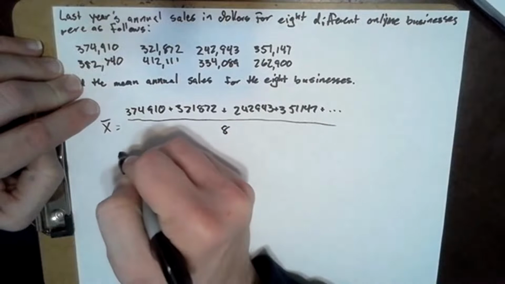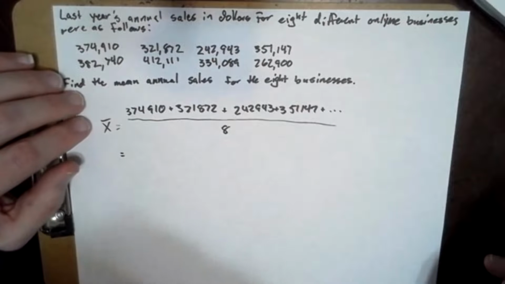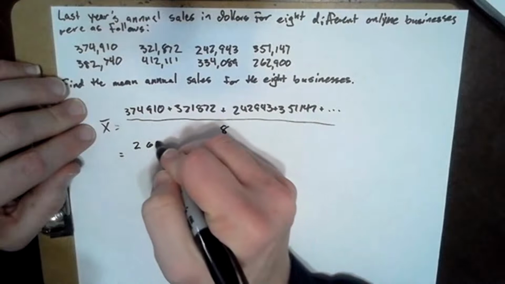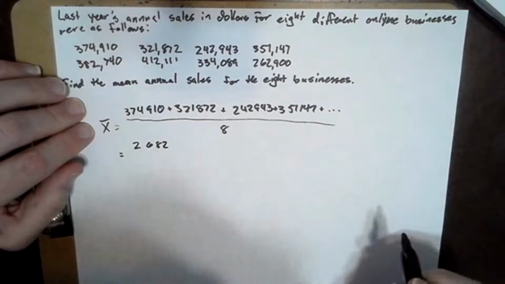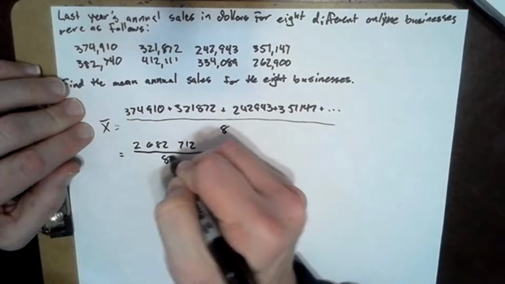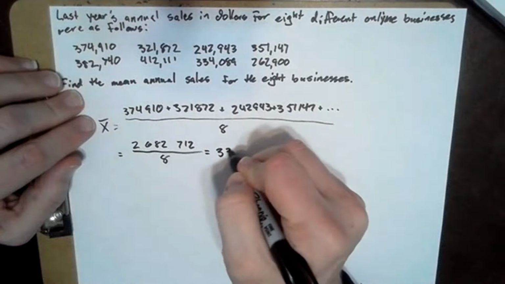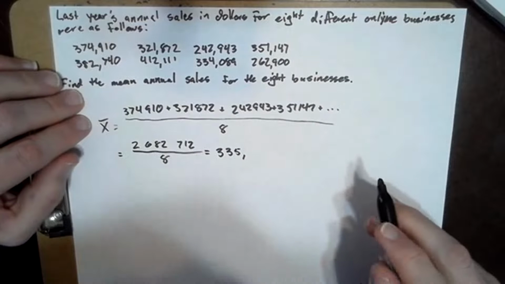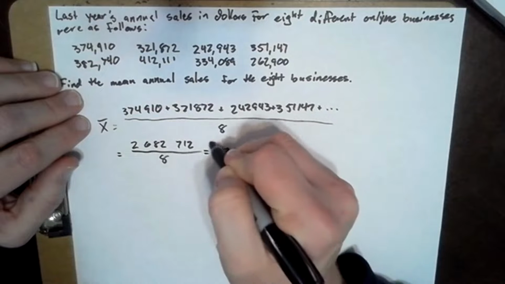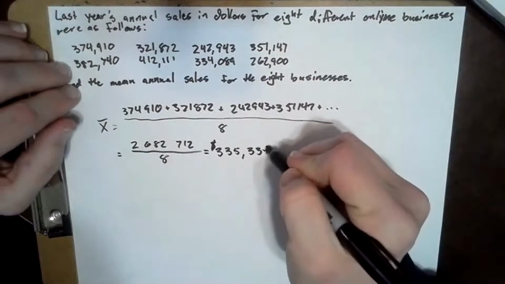divided by the number of values, which is 8. Okay, so the sum of all of those numbers is 2,682,712. And we divide that by 8 again to get 335,339 as the mean of these values.